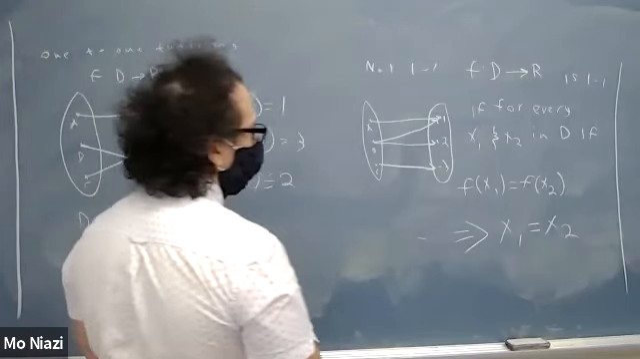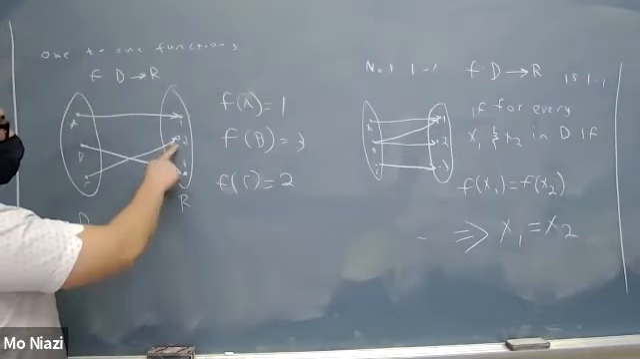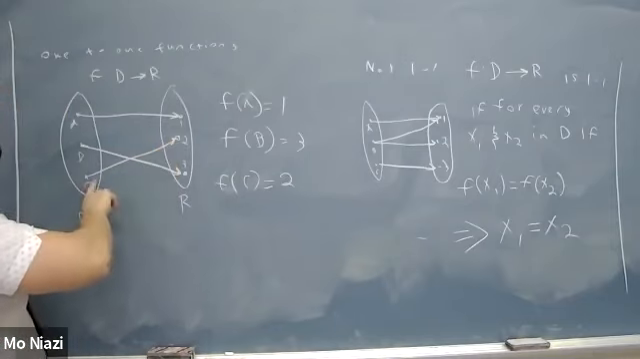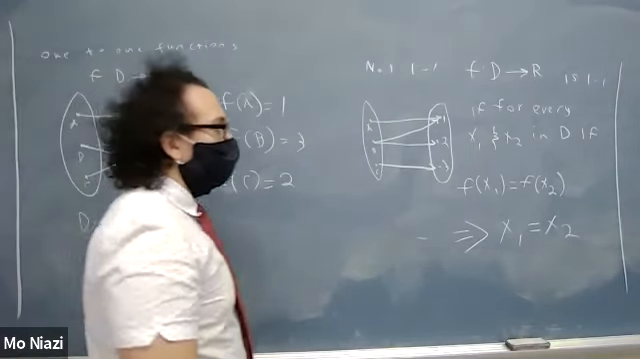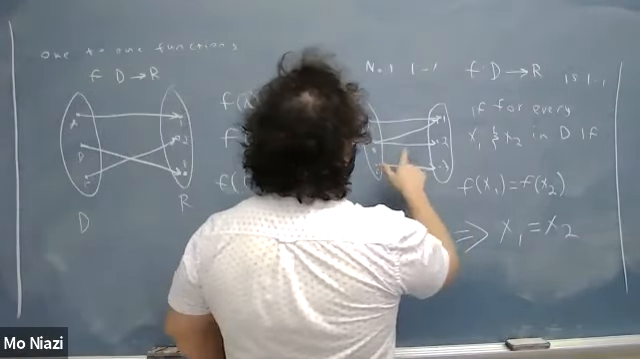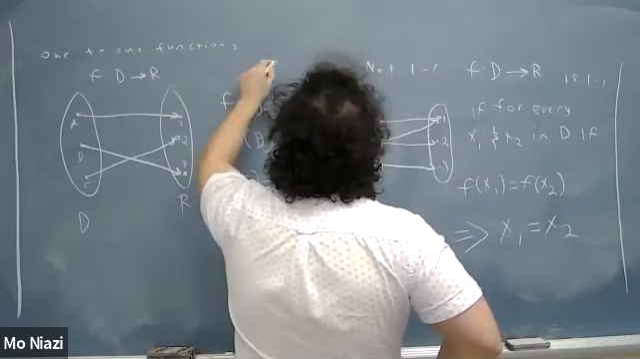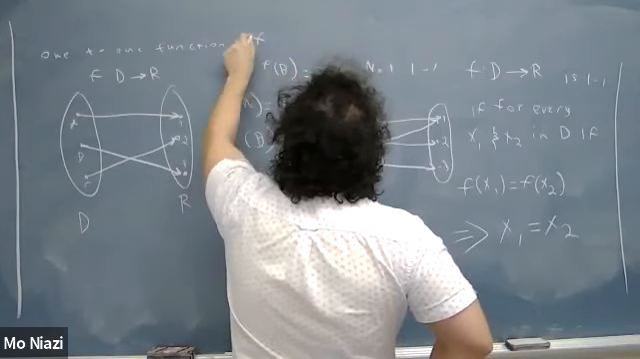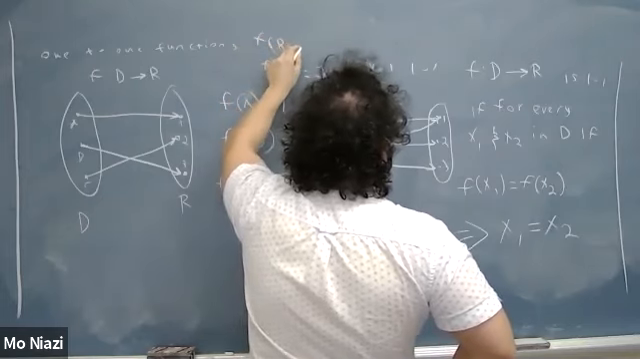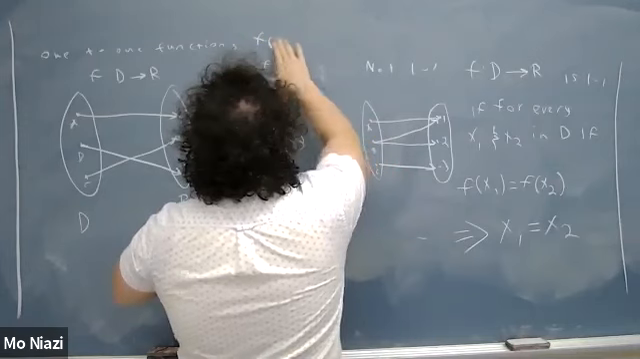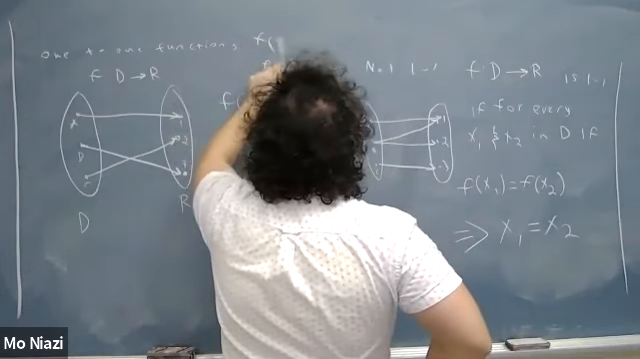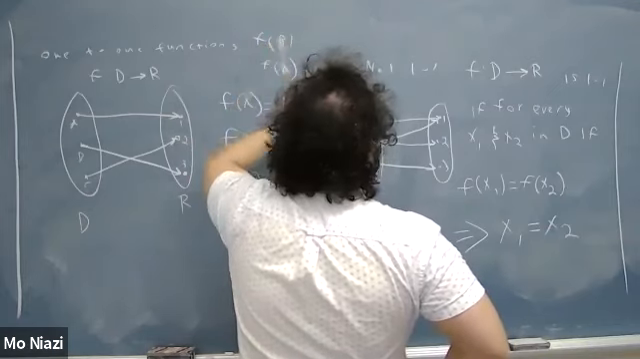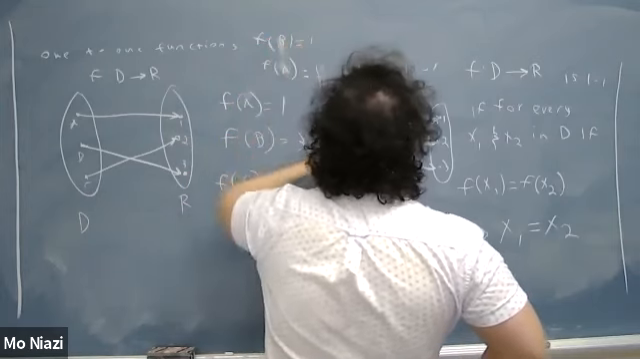So let's take a look here. It's saying, if the image points, the mapped points, are the same, that means if the function is one to one, they must have mapped from the same thing in the domain. Notice here, let's use A. F of A is equal to 1. And F of B is also equal to 1.